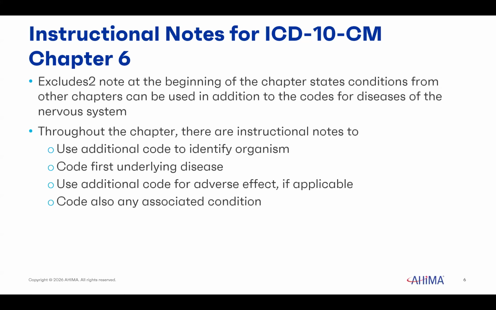And again, here is another excludes 2 note at the beginning of the chapter that states conditions from other chapters can be used in addition to codes for the diseases of the nervous system. And again, please pay special attention to the notes in this chapter. You'll see such things as use additional code, code for underlying disease, use additional code for adverse effect when appropriate, code any associated condition, and so on.